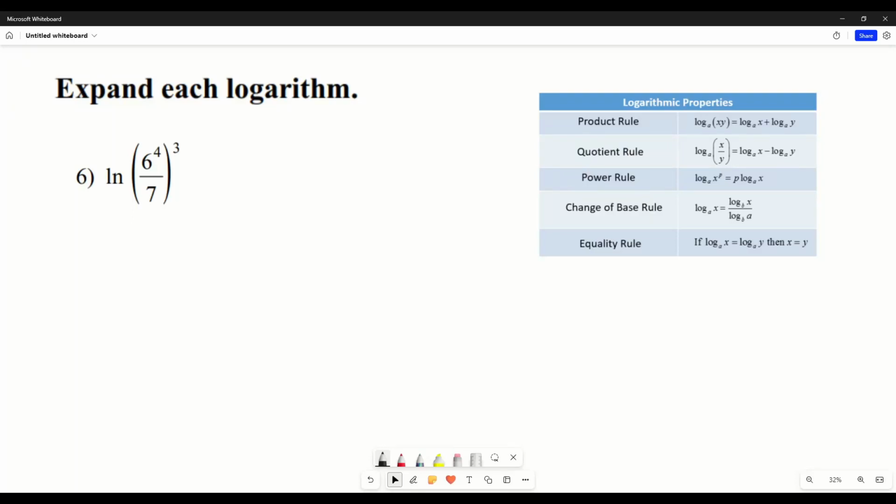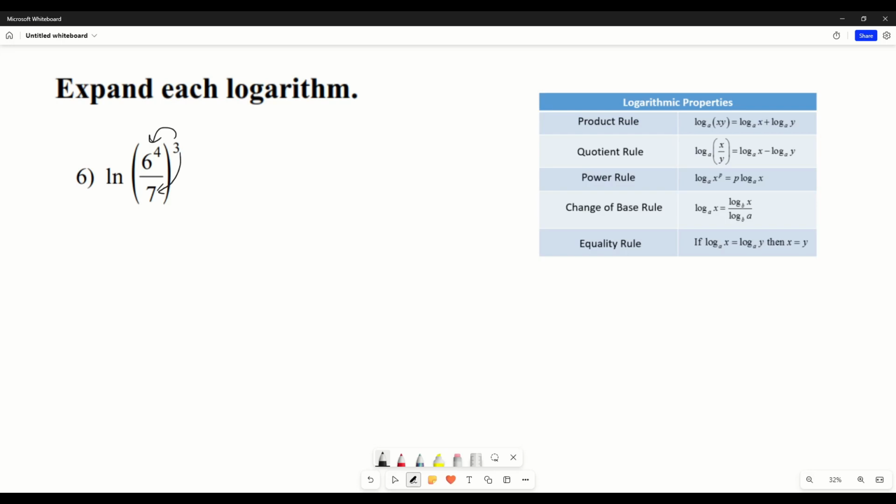Okay, for this problem, we're going to be expanding the logarithm. So expanding, I think of turning a single logarithm into multiple logarithms, like we did when we were condensing multiple logarithms into a single logarithm. So for this, let's distribute this third power into whatever's inside the parentheses.